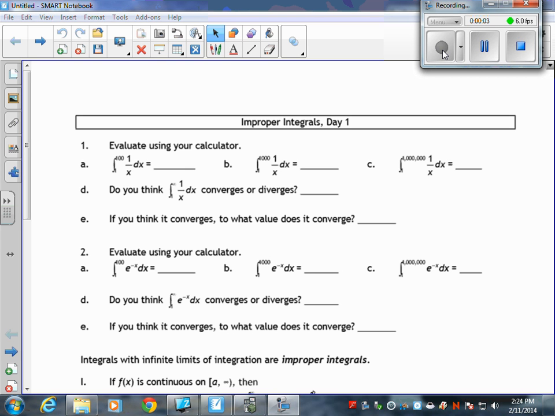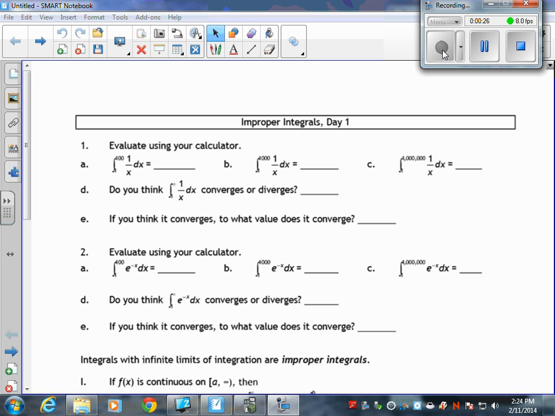So today we are talking about improper integrals. And if you look at number one, part D, you can see that we will be doing a definite integral between 1 and infinity. So that's why it's called improper. Infinity isn't really a number, and technically we can't really plug it in. So we'll be dealing with this by using limits.